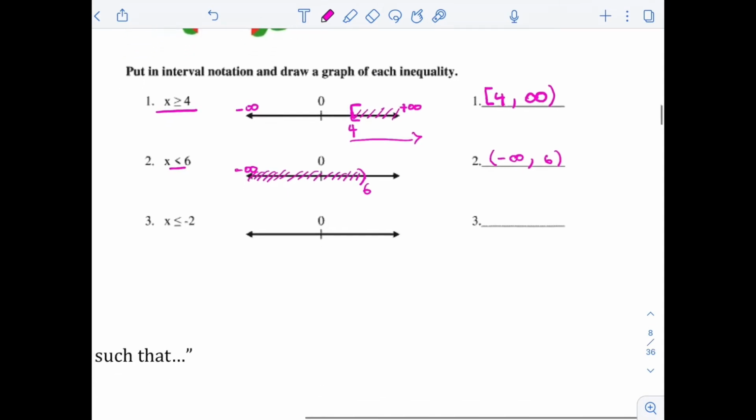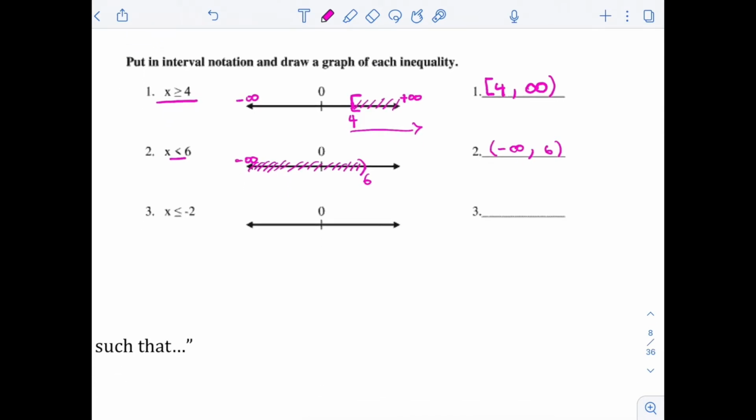Example number 3, x is less than or equal to negative 2. So x less than or equal to negative 2 means that you're going to put negative 2 on the left side of 0. And it's always x less than. You need to compare the variable on the left. Keep your variable always on the left. So x less than or equal to negative 2.